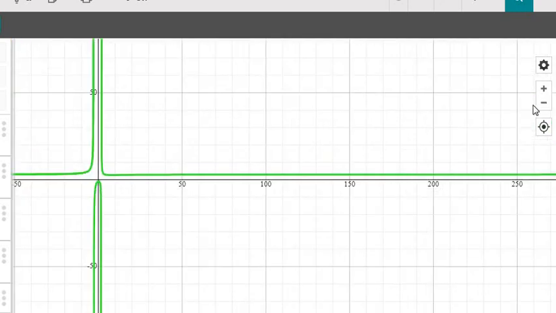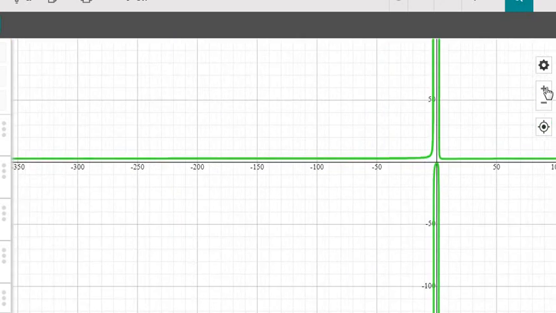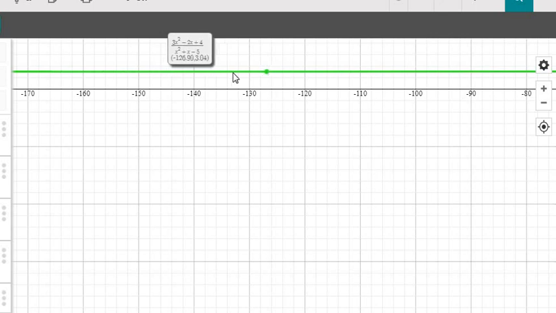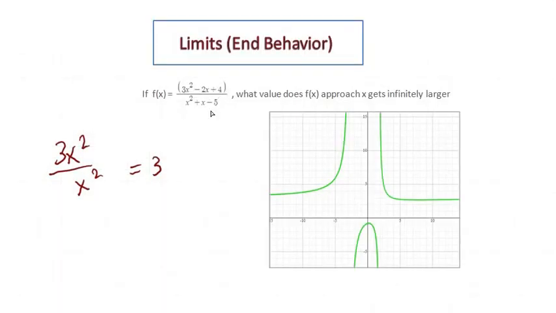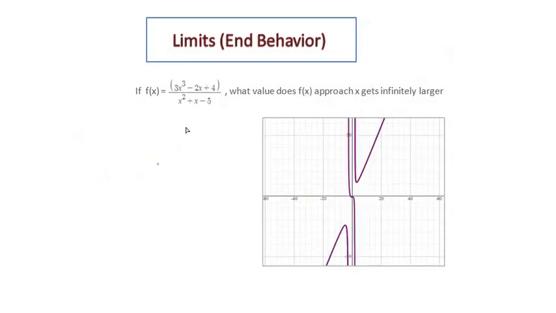Also, as you go to the left, the value approaches 3. It's slightly more than 3, but it's not 3 at any point. So the value of the function approaches 3 as x gets infinitely larger, which is the limit of this function at infinity. And as x gets infinitely smaller, the function approaches 3 as well. In this case, the degree of the numerator is greater than the degree of the denominator.